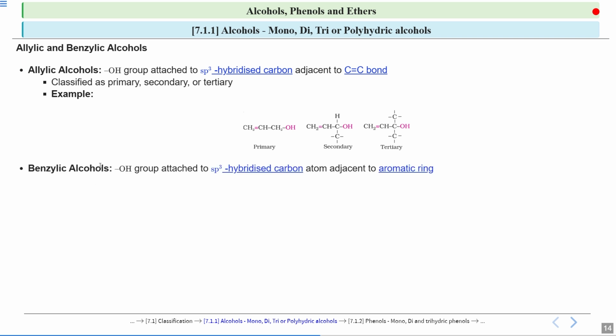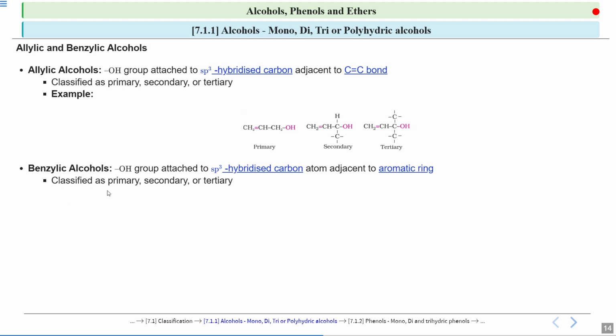Then come the benzylic alcohols, where the hydroxyl group is attached to an sp3 hybridized carbon atom, which is adjacent to an aromatic ring. So benzylic comes from the benzene ring, the aromatic ring. The hydroxyl group is attached to an sp3 hybridized carbon atom, because we are studying alcohols, not phenols, right? So the hydroxyl is directly attached to an sp3 hybridized carbon atom, but that carbon atom is adjacent to an aromatic ring, or bonded to the carbon of the benzene ring.